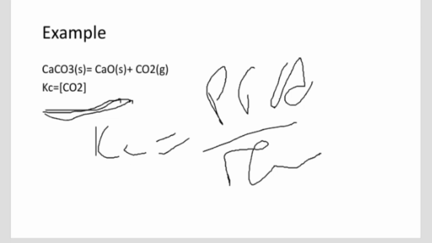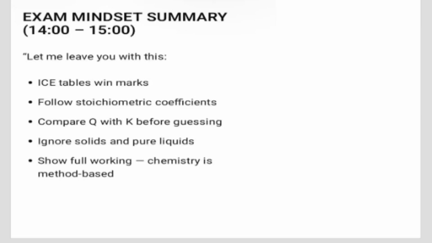So that's the end of our lesson today. Let me just leave you with this summary: IC tables win marks. Also follow stoichiometric coefficients. Compare Q with K before guessing. Ignore solids and pure liquids. Show full working. Chemistry is method based.